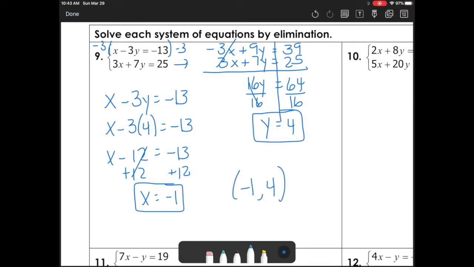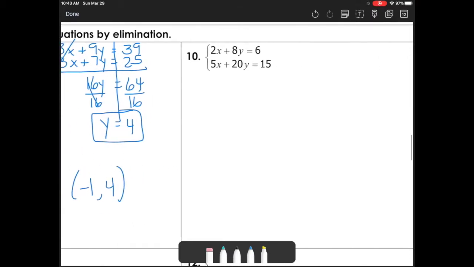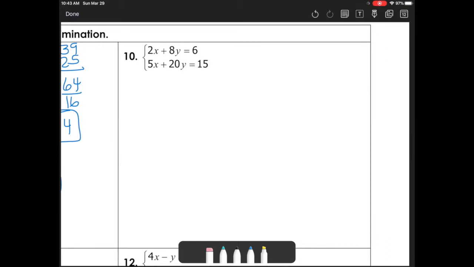Let's go to number 10. Number 10. All right. Let's see. X or Y. Which one is going to be easier to change? Again, we're going to have to multiply both. I can't turn 8 into 20, and I can't turn 2 into 5. But I could turn 2 and 5 both into 10. 8 and 20, I would have to turn into 40, and that would make everything else big. So let's go with 2 and 5.